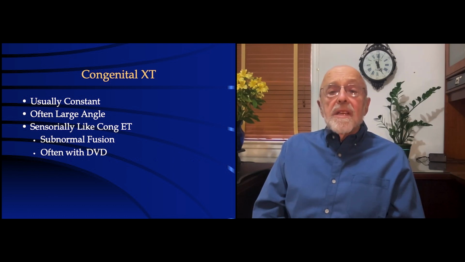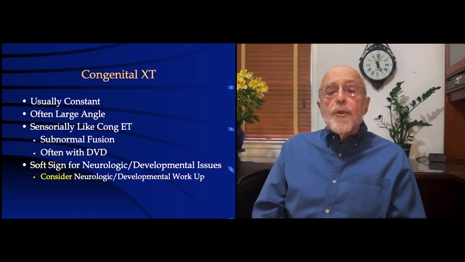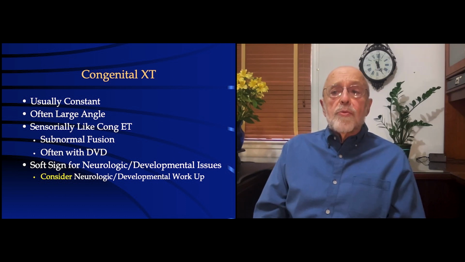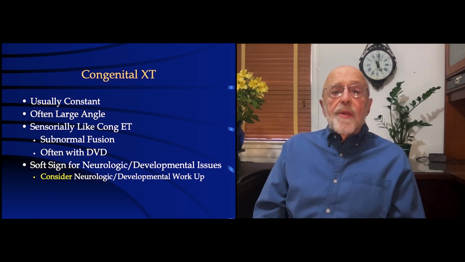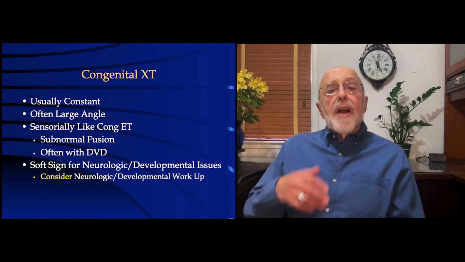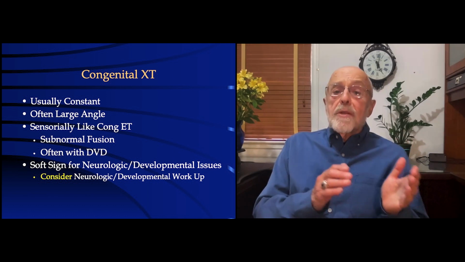Now, an important thing for you to note is that congenital constant exotropia is a soft sign for neurologic or developmental issues. And you should at least consider a neurologic or developmental workup when you see a child with this. Do I always get that? No. If a child seems to be thriving and is attaining normal milestones, and if they're under the care of a good pediatrician or primary care provider in whom I have confidence, I merely alert that primary care doctor to be on the lookout for developmental or neurologic issues. And if anything shows up, they should intervene with an evaluation.